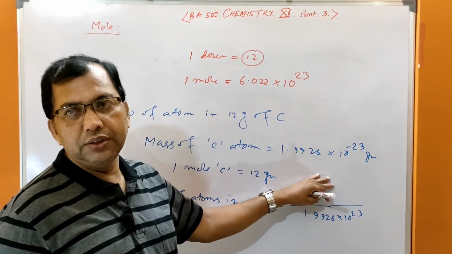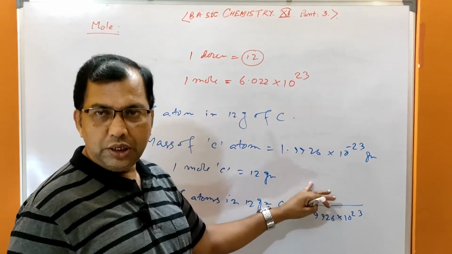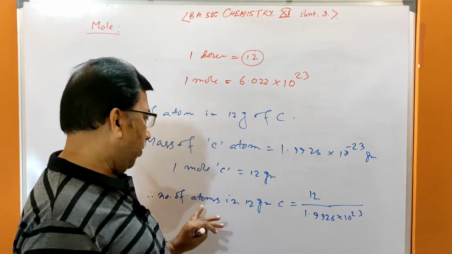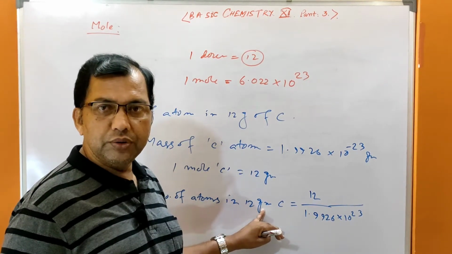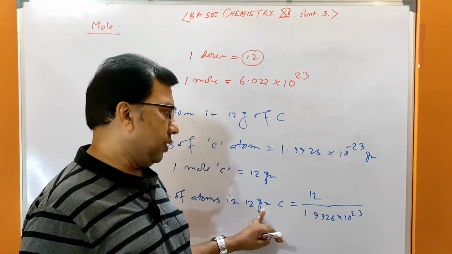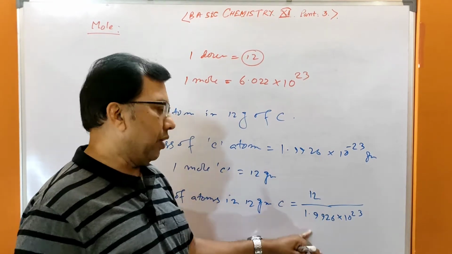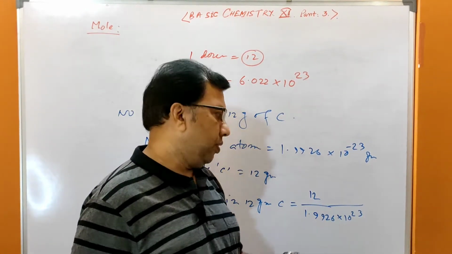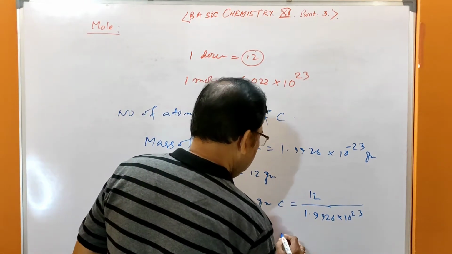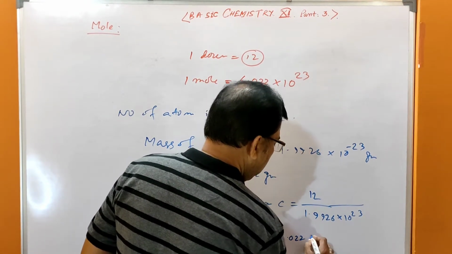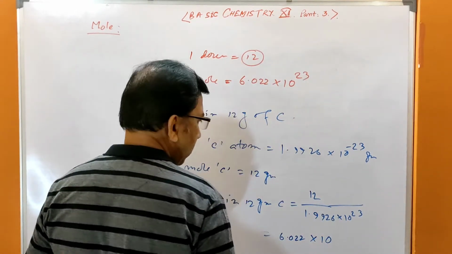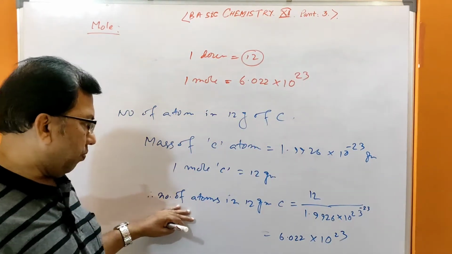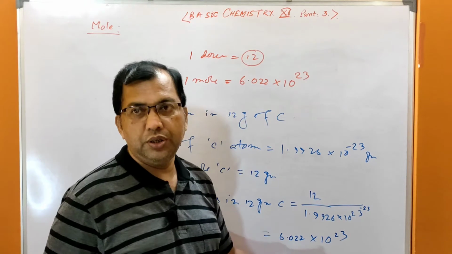What will be its value? If you divide it, what is the value? 1 mole, number of atoms in 12 gram, that is the 1 mole. If you calculate this, it will be 6.022 into 10 to the power 23. Number of atoms in 12 gram of carbon equals this.